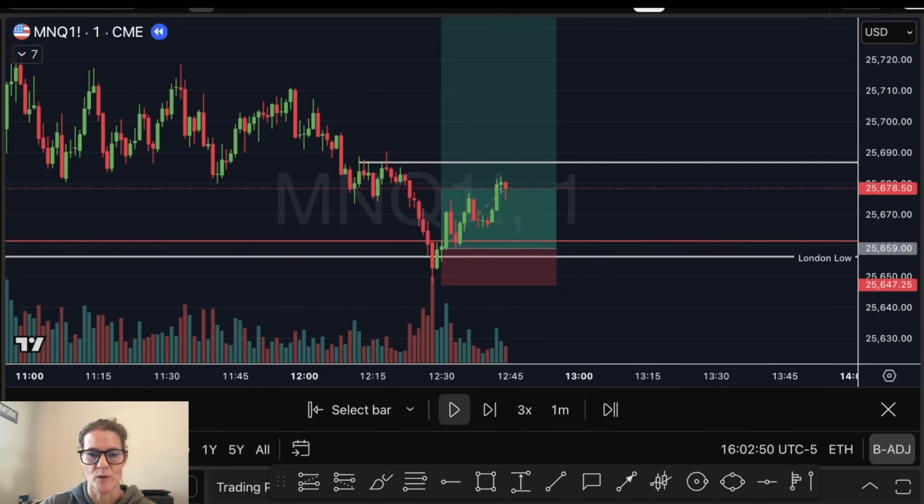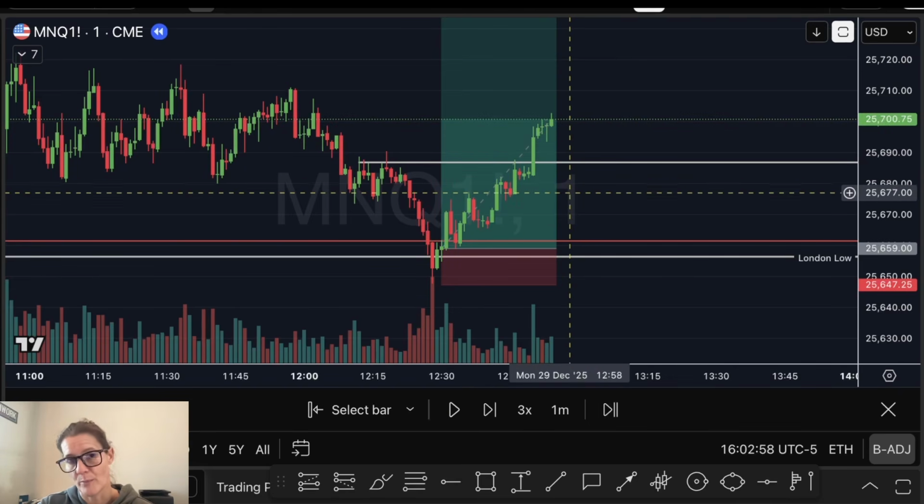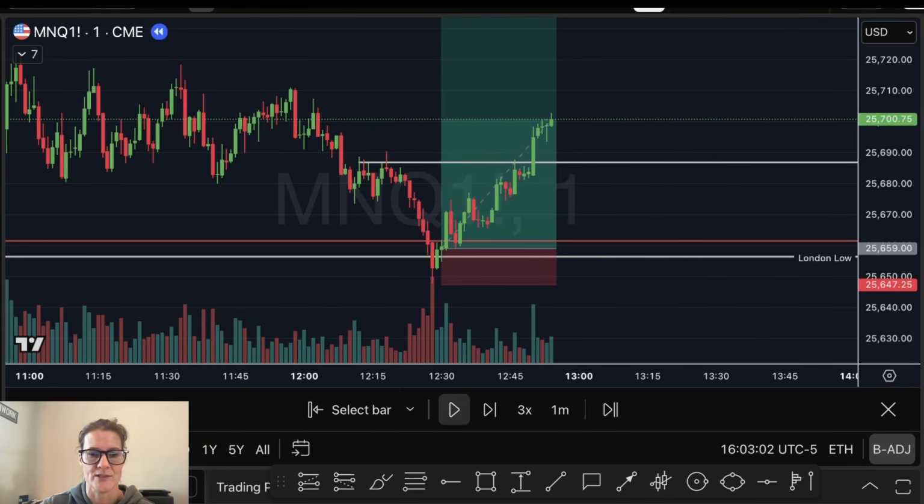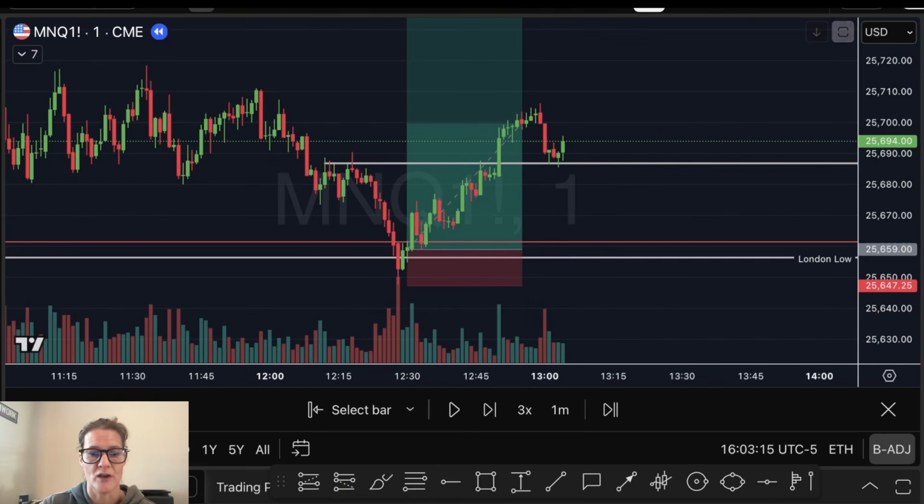So let me play it forward. There's the closure above that level. So we have confirmation. Now I'm going to wait for a pullback so that I have a better risk to reward, and then I can enter long. So play it forward, waiting for that pullback. So that was a really good pullback to that level that I wanted to break. So I would enter long here. This would be the safer bet.